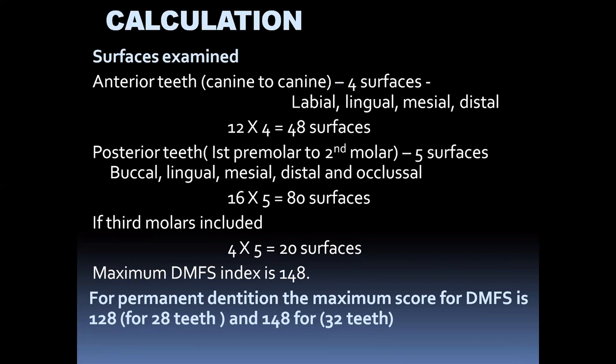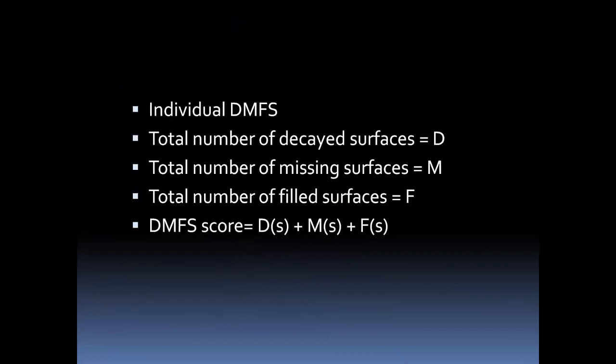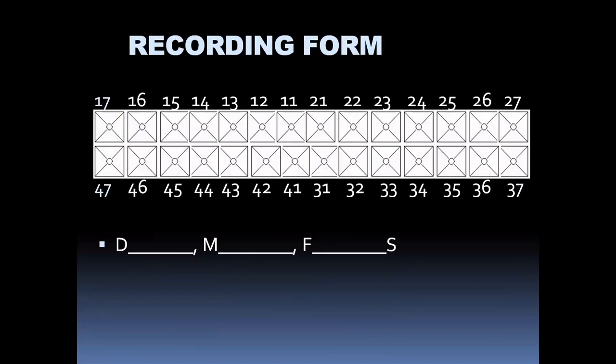So for permanent dentition, the maximum score of the DMFS index is 128 if we are talking about only 28 teeth. In these conditions, the third molars are excluded, and if we include the third molars, we have 148 surfaces for the 32 teeth. So for the individual DMFS, we have D, M, and F. We have to simply sum up all the surfaces to get the DMFS score. So this is the recording format. Again, we have a simple recording format of it. We have to simply add all the surfaces.